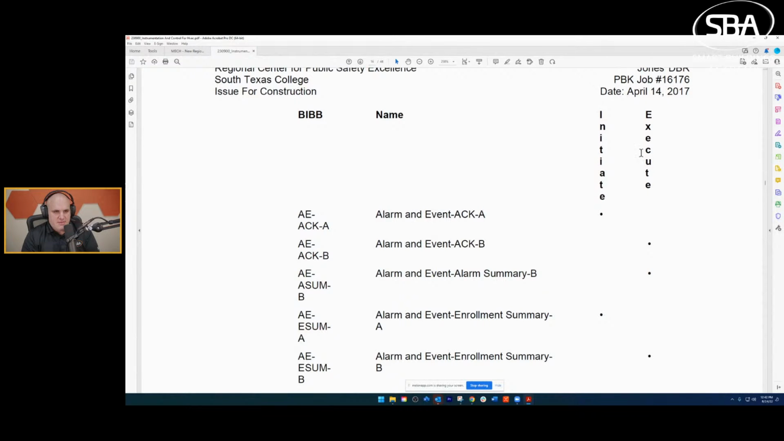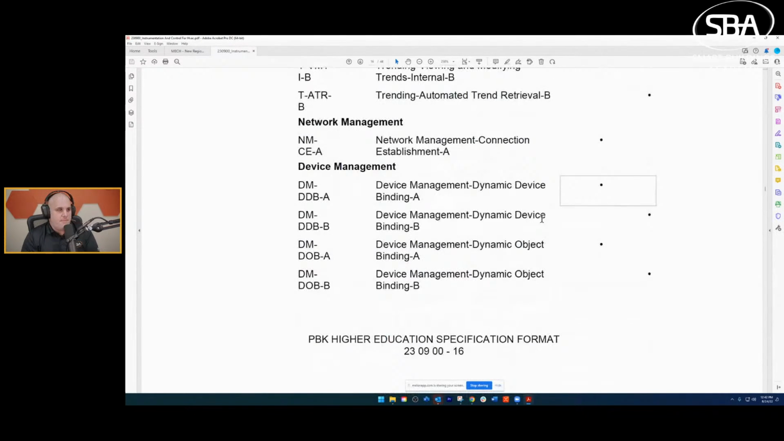So client, execute, server. That's what I was talking about Monday when I said you have devices that can either be a client and/or be a server. So they can be both. Clients initiate the services and servers execute the services. All right, let's keep going.